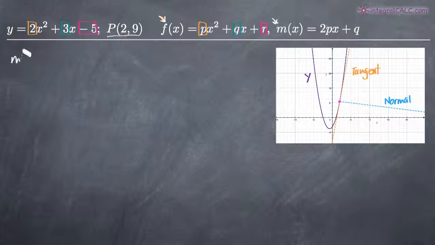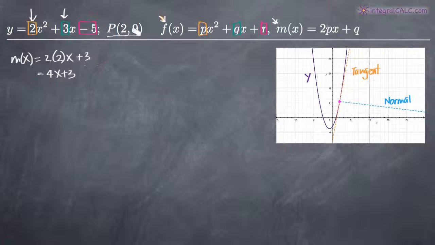So m of x for us is going to be equal to 2px plus q. That's the formula. So we need 2 times p, which we already know is 2. So 2 times 2 times x, we just go ahead and leave that. And then we add q to it. And we already know that q is 3, so we say plus 3. And if we simplify this, obviously we'll get 4x plus 3. So this is the slope of the tangent line.